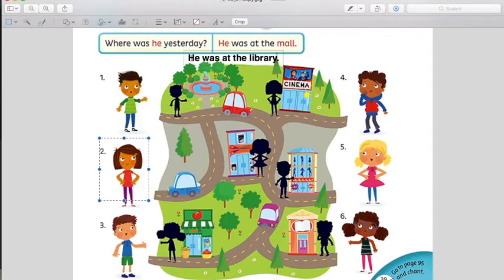Number five, it is a girl. So she was at the, so let's look, where is she at? This is a different one. Oh, I think it's her right here. So she was at the hair salon. And the last one, it is a girl as well. So we keep she. Where was she yesterday? So she was at the grocery store, buying some fruit maybe. She was at the grocery store. So she is down here.